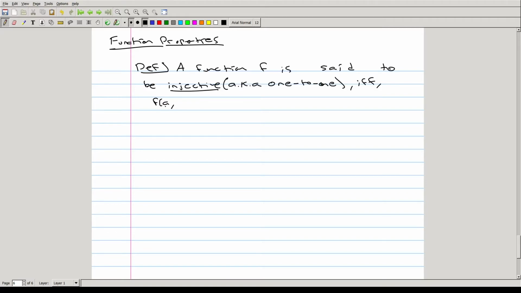f of a being equal to f of b, so if f of a is equal to f of b, then a must be equal to b. A and b have to be the same for all a and b in the domain of f.